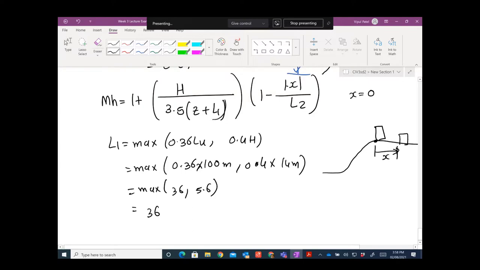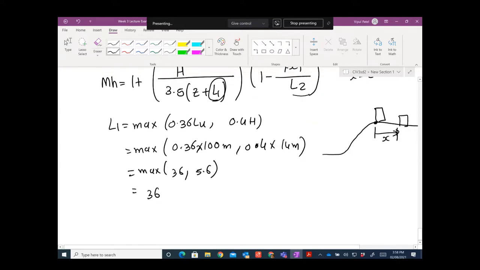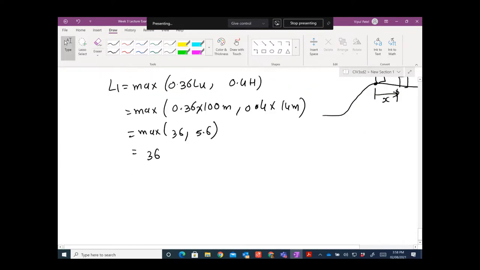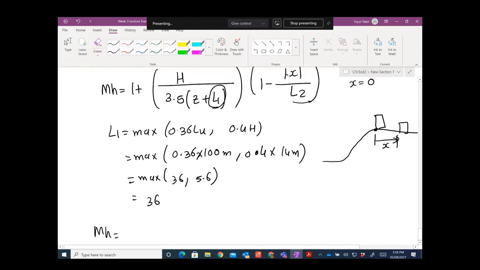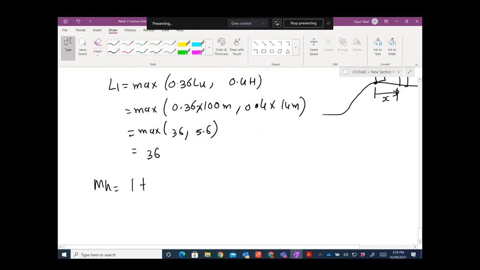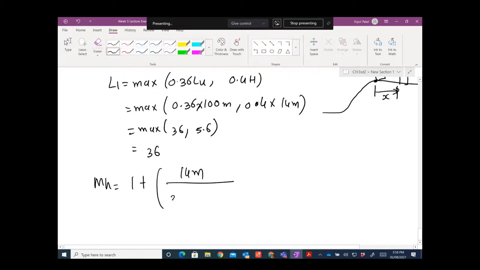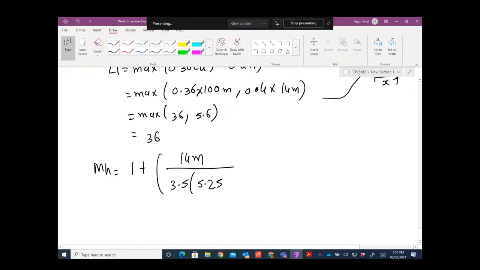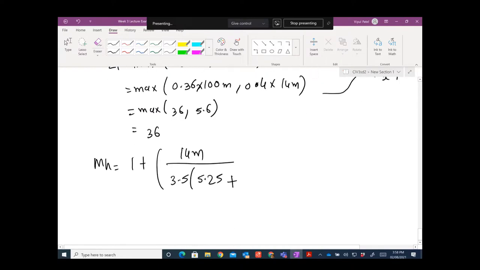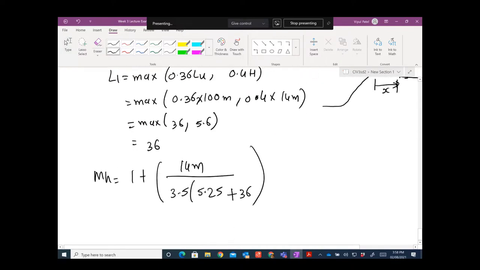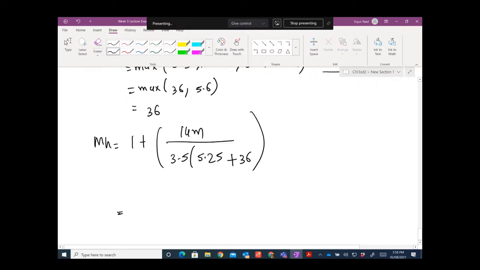So if you substitute this L1 here, X is zero because you have X equal to zero. So MH equals 1 plus the height of 14 meters. It's just plugging in values. Z is 5.25, plus L1 which is 36, in brackets. So you get an MH value of 1.10.